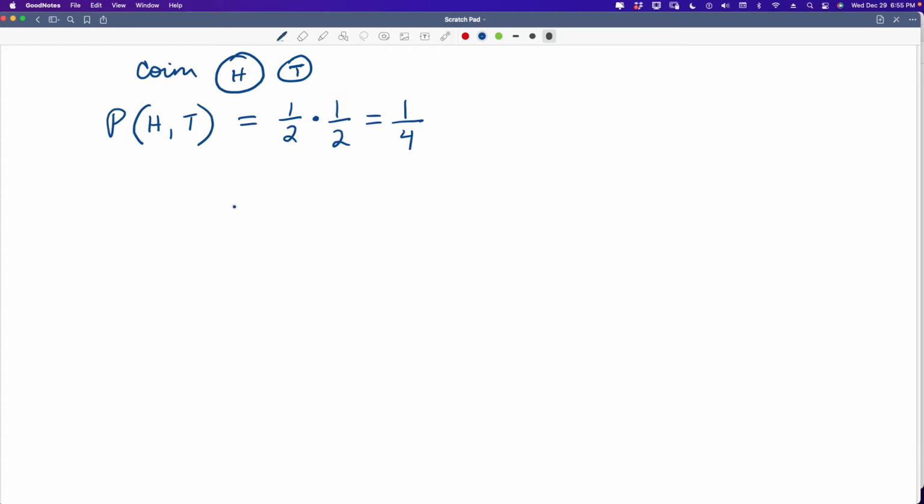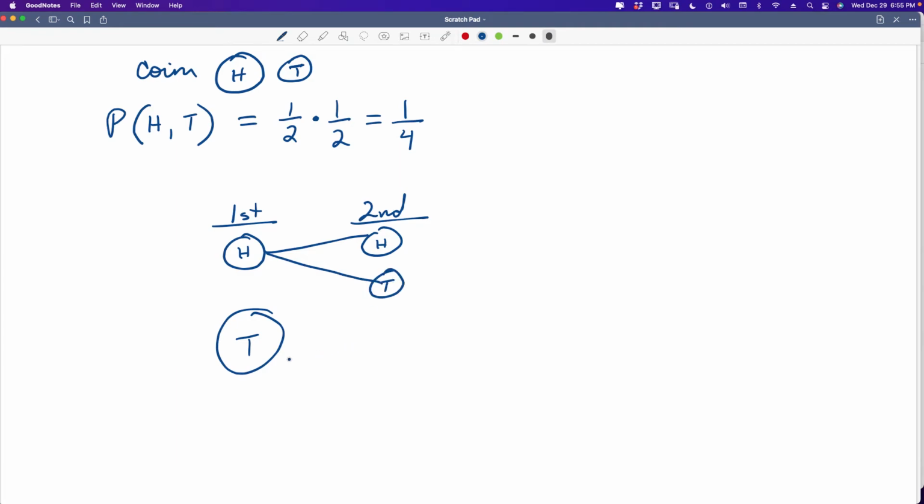So on our first toss, we could either get a heads or we could get a tails, right? On our second toss, we'll either get a heads or we'll get a tails. Now, if we're starting back with getting the tails and we flip it again, we'll either get a heads or we'll get a tails. What we're looking for is heads, tails, right? Heads first, tails second. We have 1, 2, 3, 4 possible outcomes. 1 out of 4.